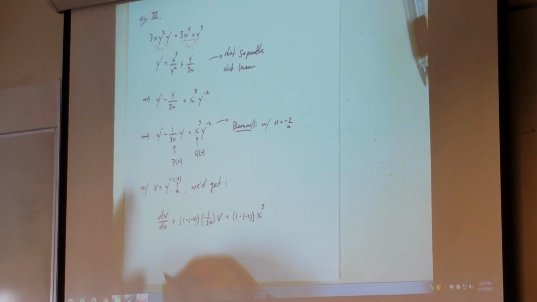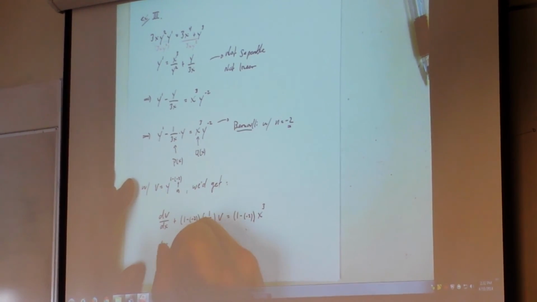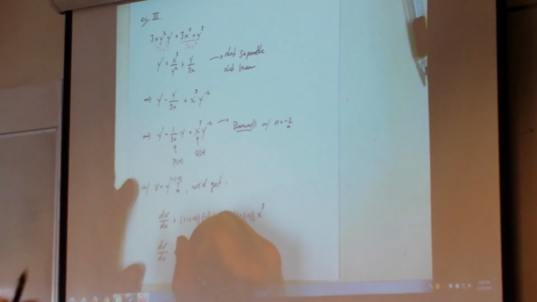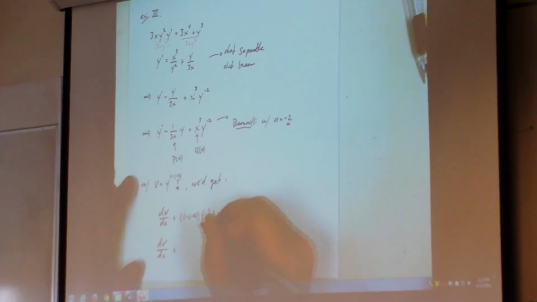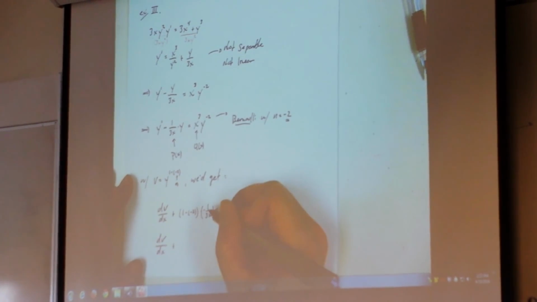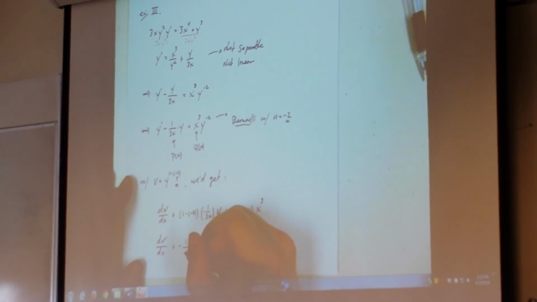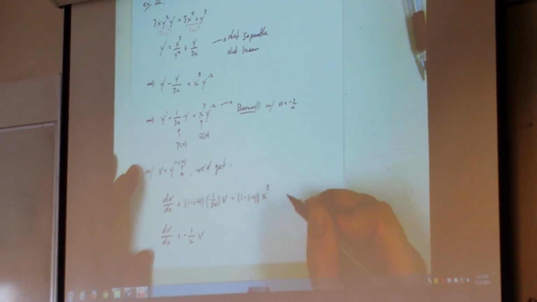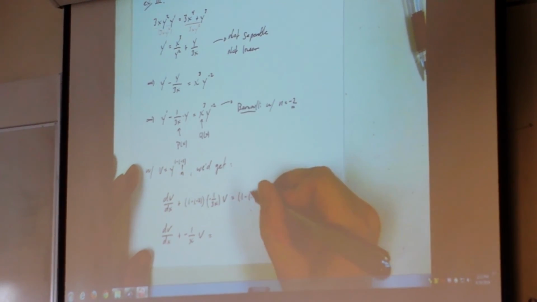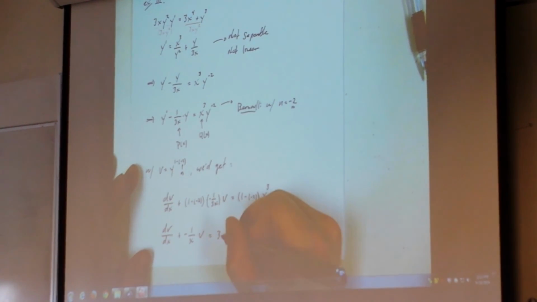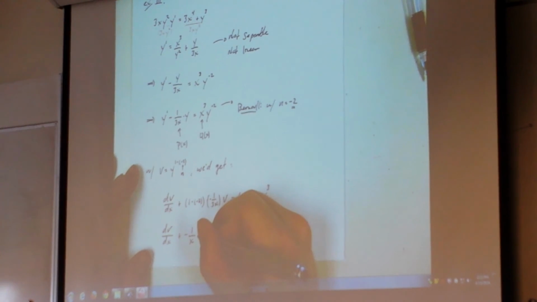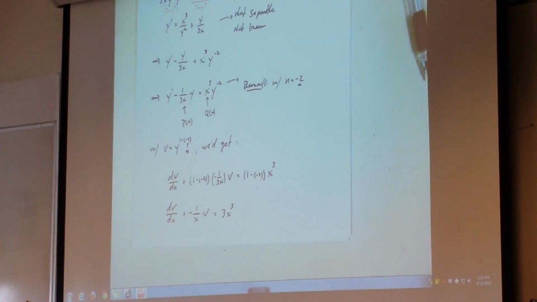Okay, so one more simplification here, dv dx plus 1 minus negative 2, I get 3, but this would cancel with that 3, so I'd have minus 1 over x v equals 3x cubed. Okay, so this is linear in v.